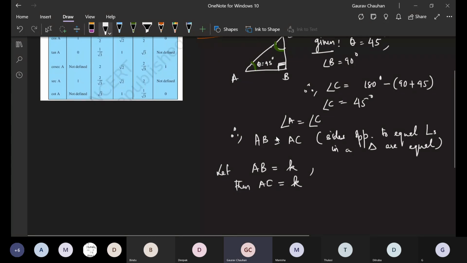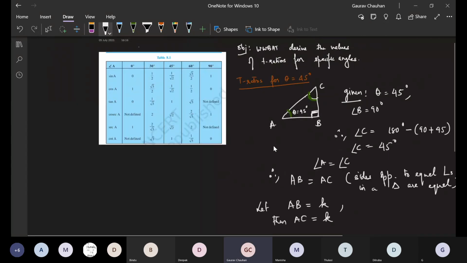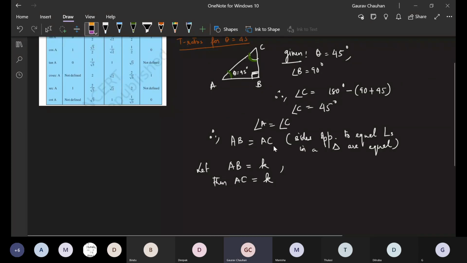Now, can someone find? Sorry, AC will not be equal to k. BC will be equal to k. Thank you. Here also I made that mistake. This is AB is equal to BC. Sorry, guys, I got distracted.